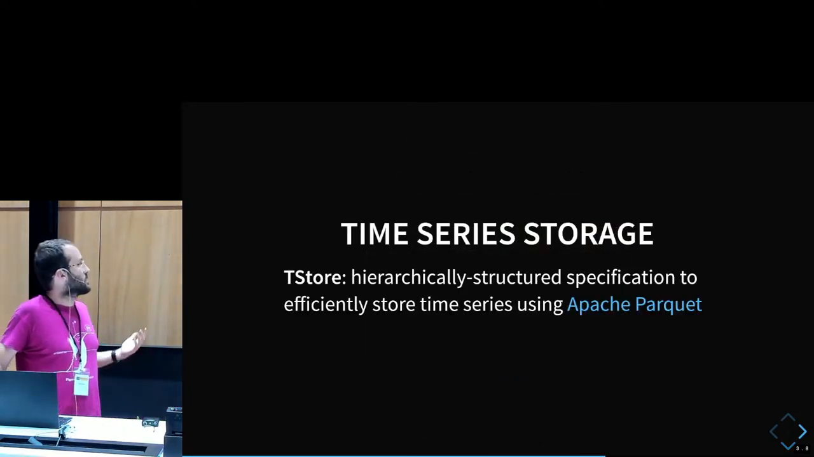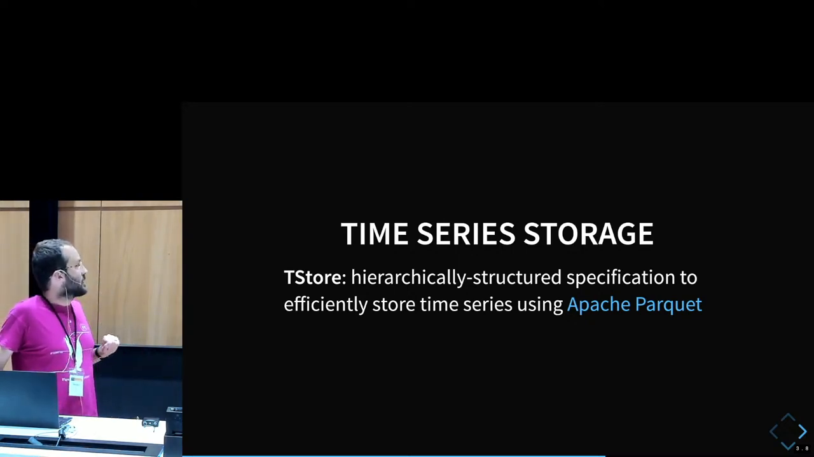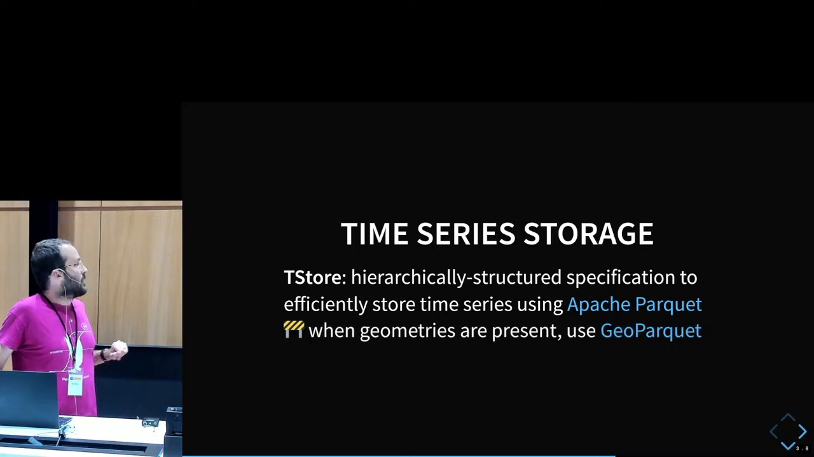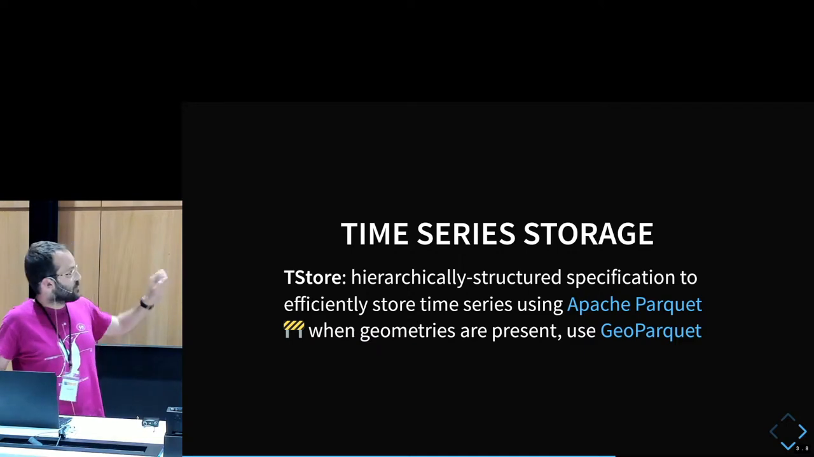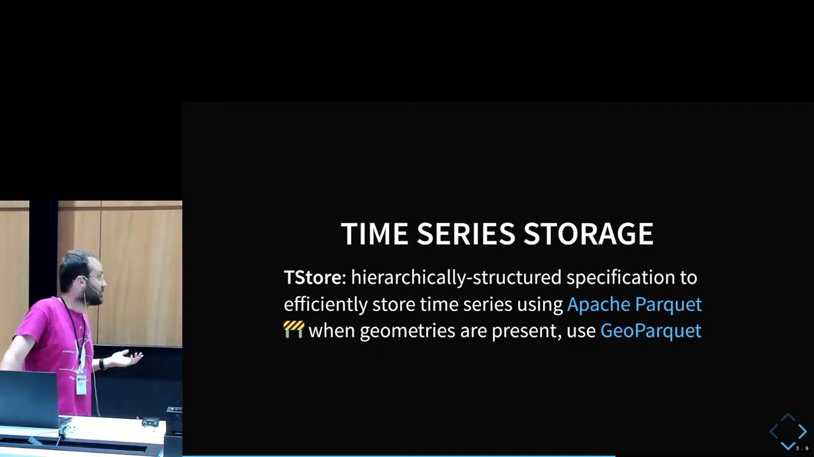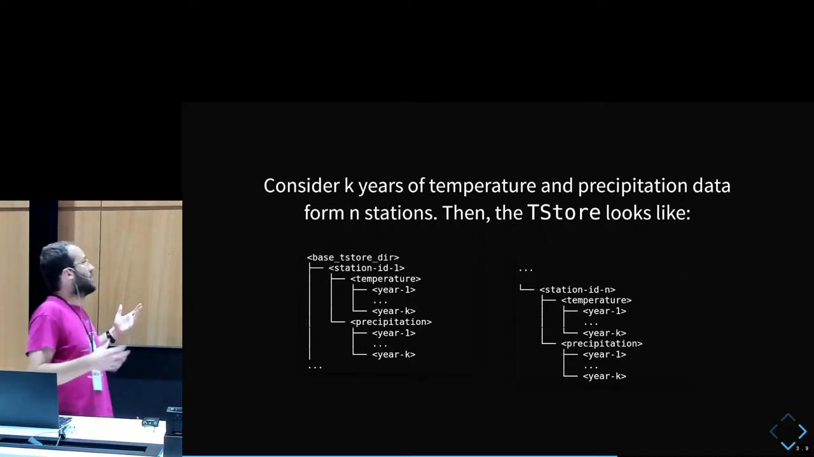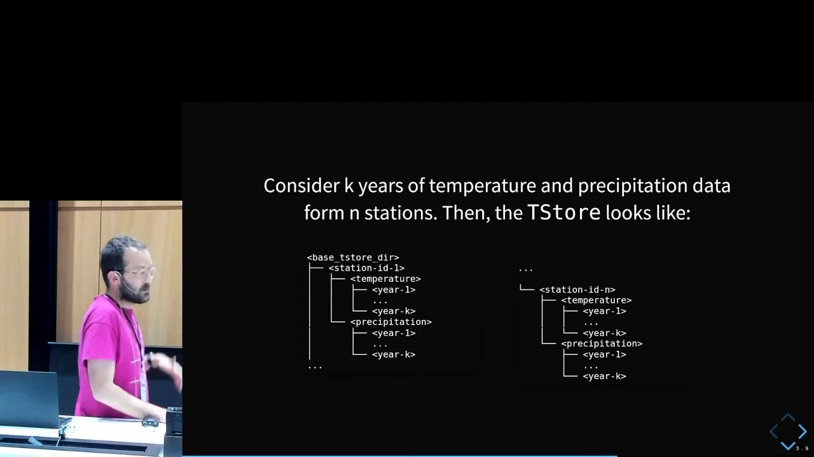And the second part is the storage. Like I said, it's called TSStore. So basically, it's a specification to store the time series using Parquet, and when geometries are present, using GeoParquet. So if we have 5 years, for instance, of temperature and precipitation data from a number of stations, it generates a folder structure like this. And inside each year folder, we would have Parquet files.